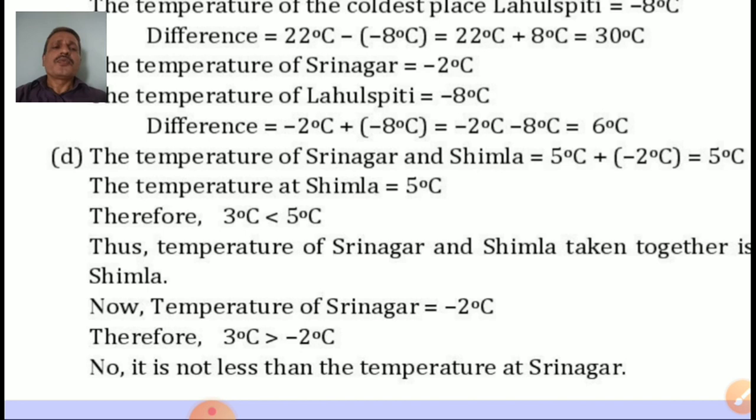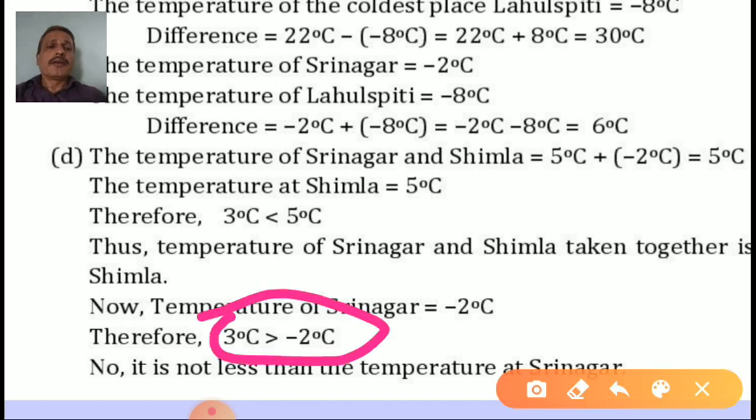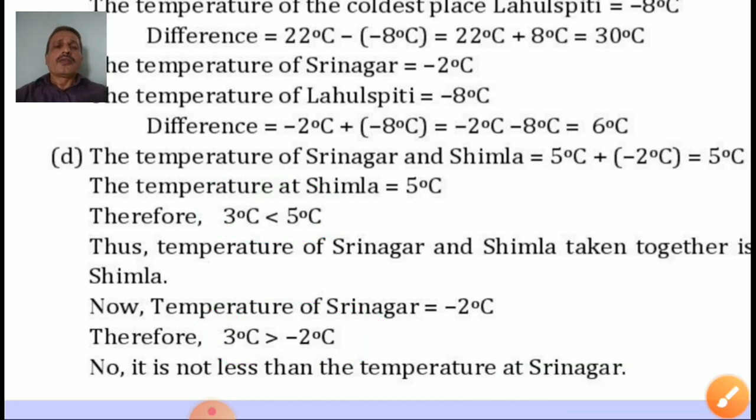Now temperature of Srinagar is -2 degree. -2 degree is smaller than 3 degree centigrade. In symbol also we can write here this way. So here the temperature is less than the Srinagar. Okay. So here you can show in symbol also. So I hope you understood how to write this answer.